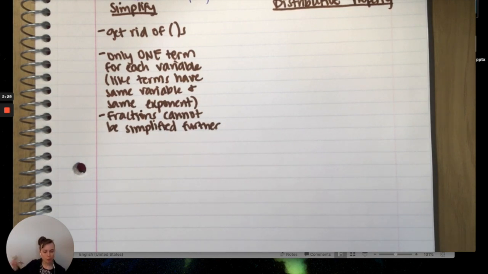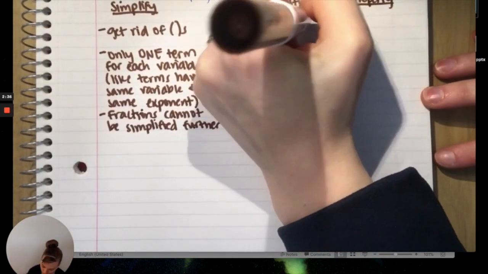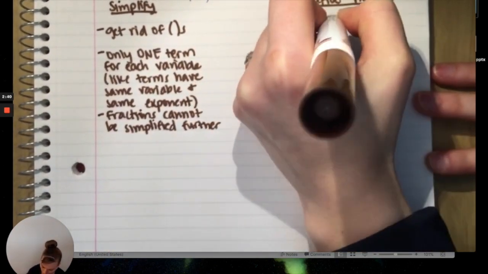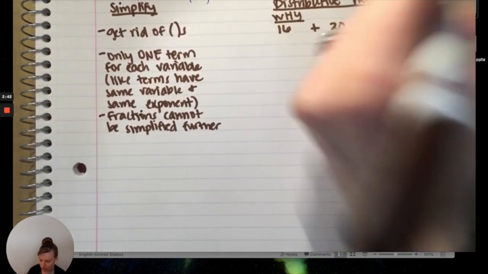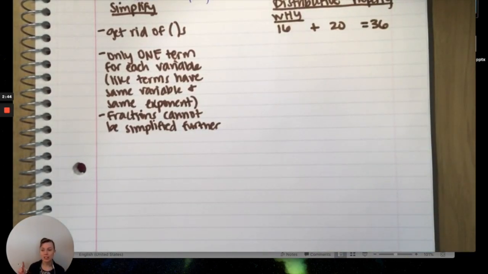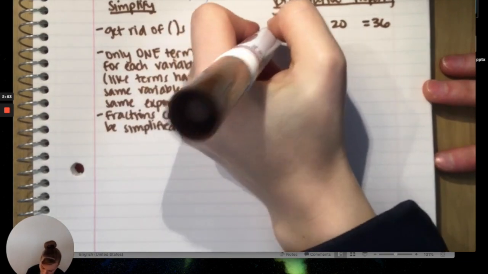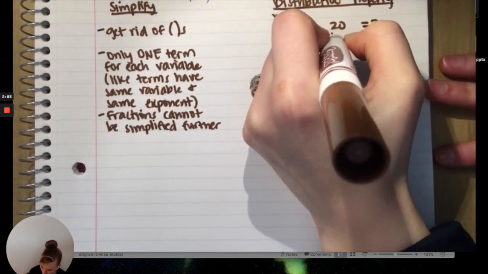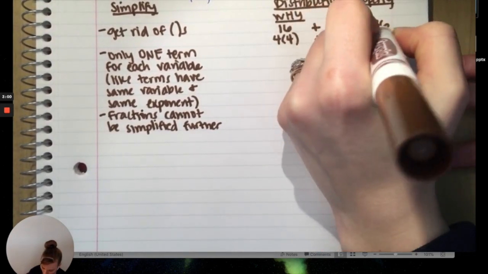For the distributive property, we're going to go over why it works and what it is. I want to do the why first. So why it works. I'm going to start with 16 plus 20. Note that this is 36. But 16 and 20 have a factor in common. What number can go into 16 and 20? 4. So if we rewrite this, 16 is the same as 4 times 4, and 20 is the same as 4 multiplied by 5.